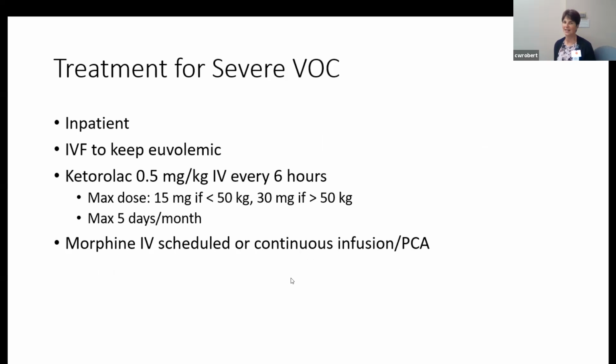When they come into the hospital, most of these patients know what they normally do. They know their bodies, especially the older ones, and they know if they want to be on a scheduled narcotic versus a continuous infusion with the PCA. The PCA is the button part, the patient-controlled analgesia part. At baseline, we usually keep that ketorolac going unless there's some contraindication. And y'all know about the 5-day max per month because of the concerns for nephrotoxicity, also GI toxicity, but mainly nephrotoxicity.